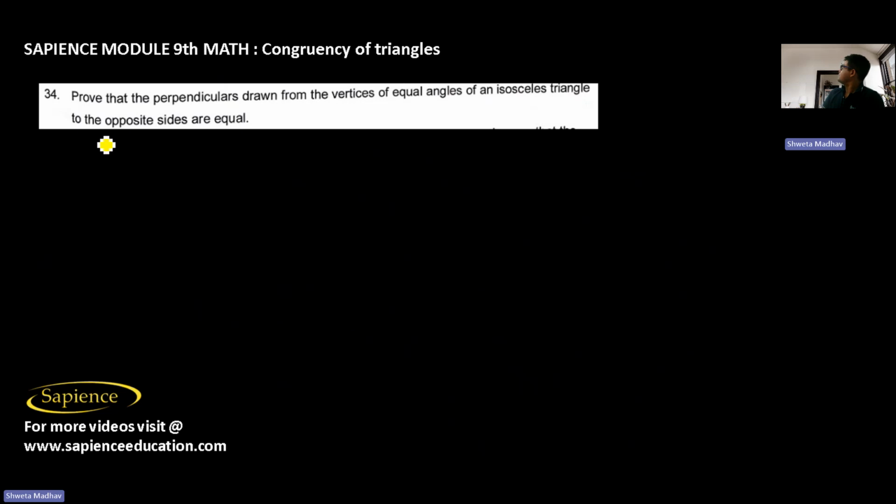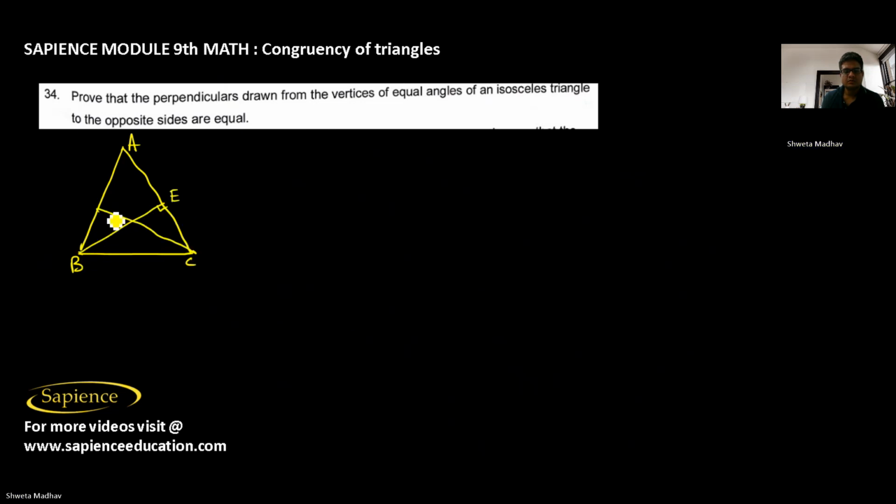So then in question number 34, it is told to prove that the perpendiculars drawn from the vertices of equal angles of an isosceles triangle to the opposite sides are equal. So suppose we have triangle ABC, and BE and CF are perpendiculars from B and C. These two are equal, suppose. So hence AB and AC are equal. Then you have to show that these perpendiculars are equal.